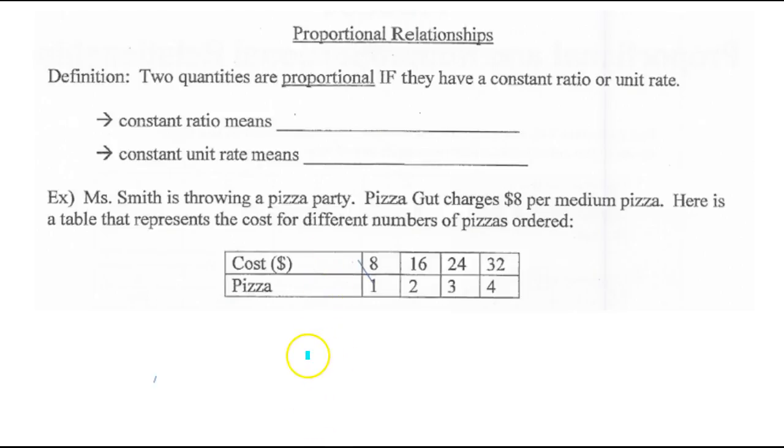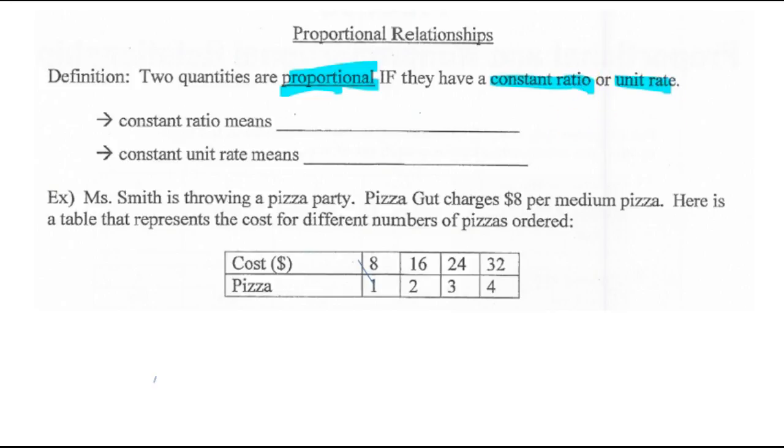Alright, so today we're going to talk about proportional relationships. I want everybody to take out their handout that looks like this at the top that says proportional relationships. So the definition: two quantities are proportional if they have a constant ratio or unit rate.